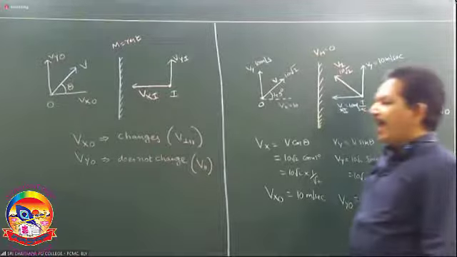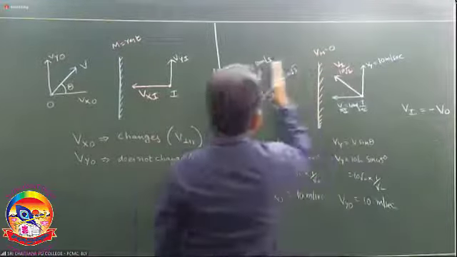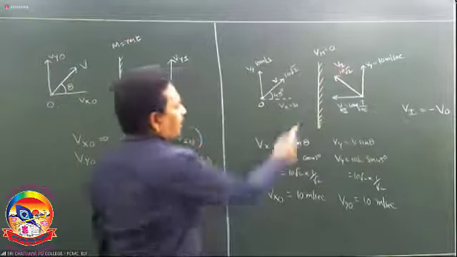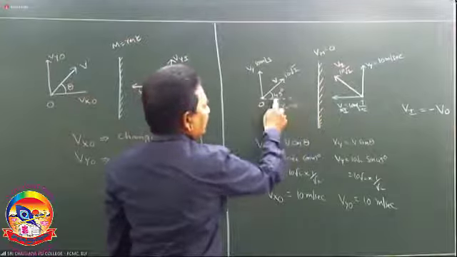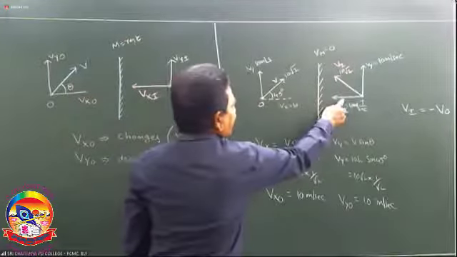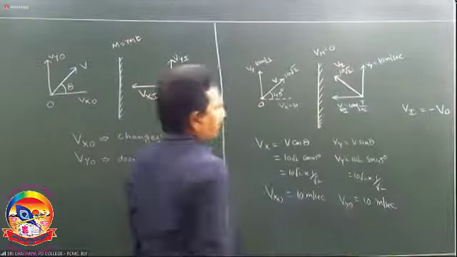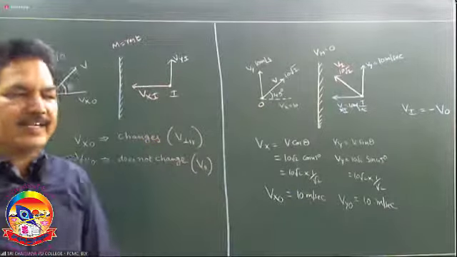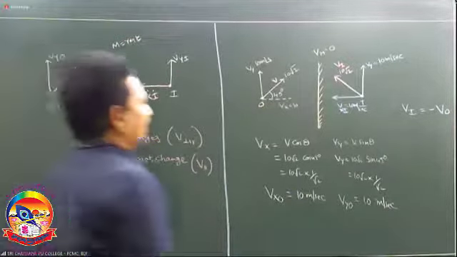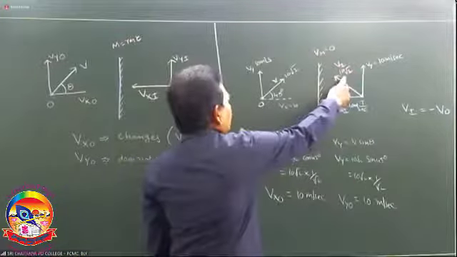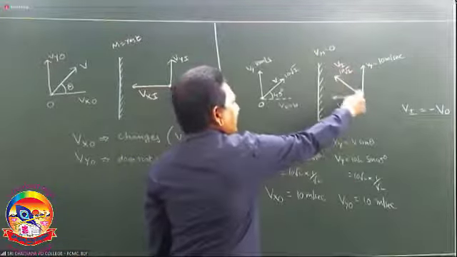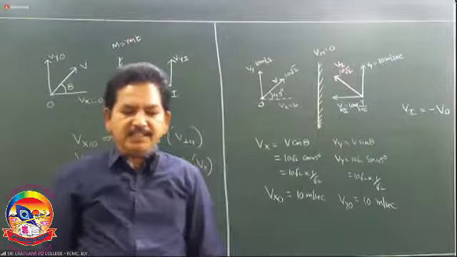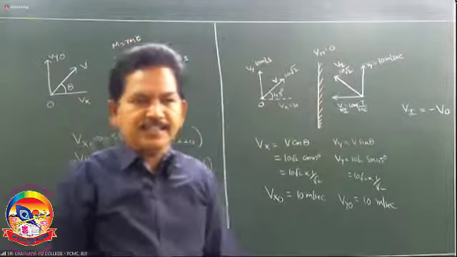The velocity parallel to the mirror will not change, it remains the same. The component perpendicular to the mirror will reverse its direction. 10 meters per second. The result of those two, Vx and Vy, is 10 root 2 meters per second in this direction, because the diagonal will give us the resultant.